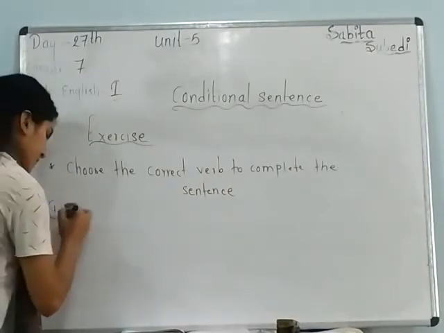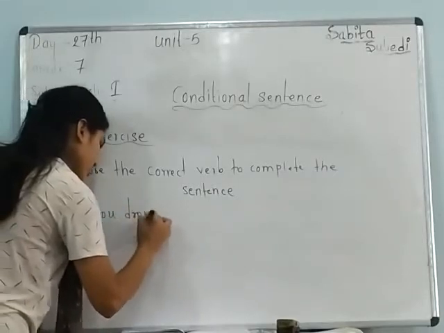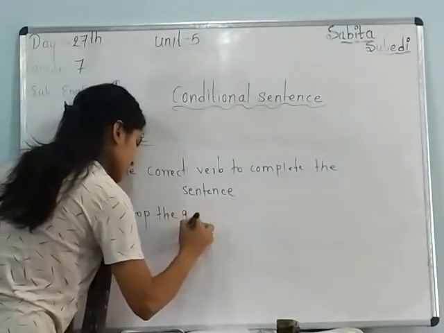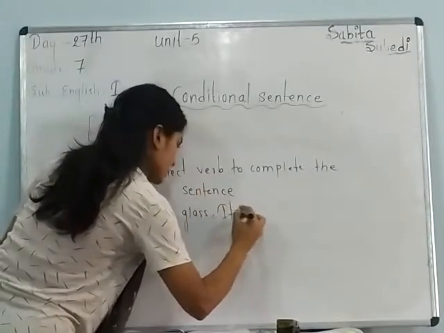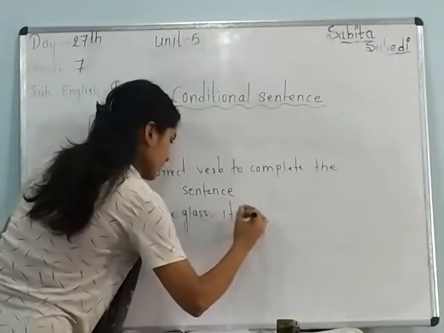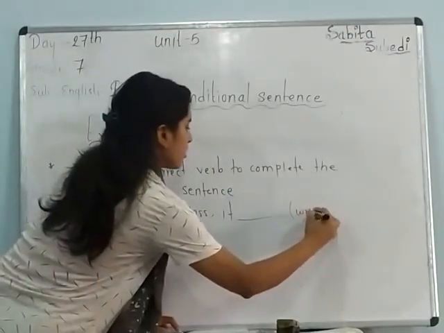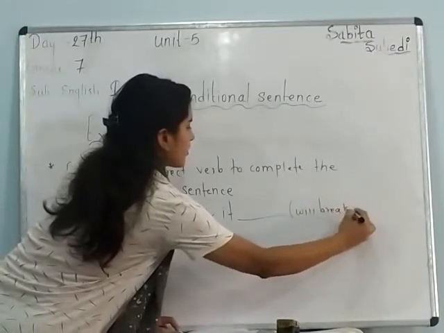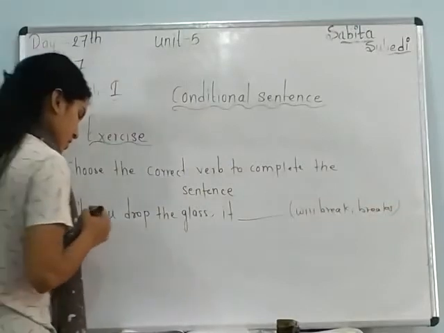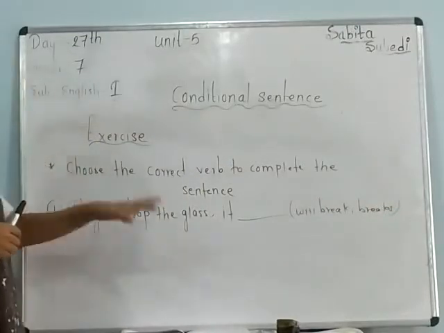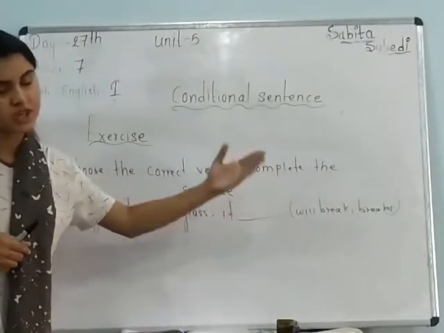Number 1. If you drop the glass, and in bracket you are given will, breaks. Alright? So see here, if you drop the glass, what will be here? Will break or breaks? You have to choose the correct words.